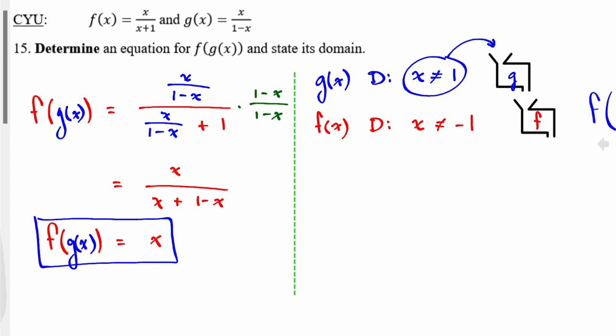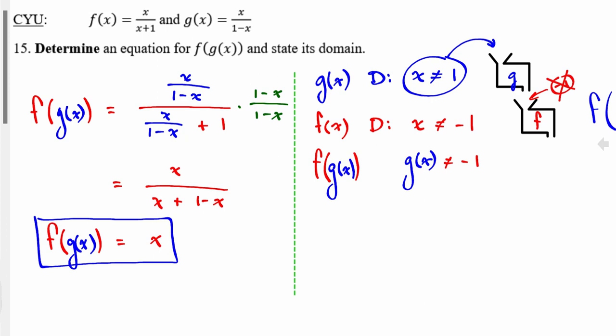But again, remember, I need to replace the x with a g of x and say that g of x can't equal 1. So I can't, at this point, get a value of -1. -1 is not permitted in that middle part.